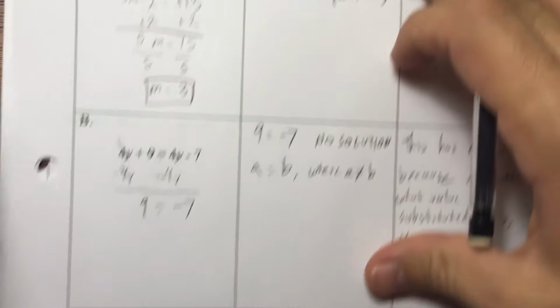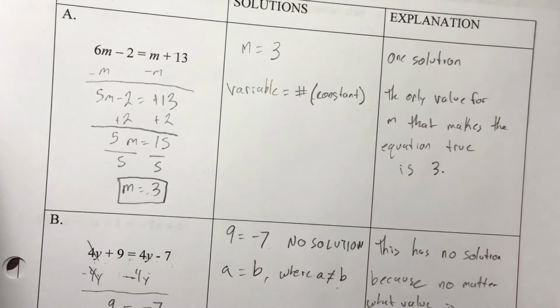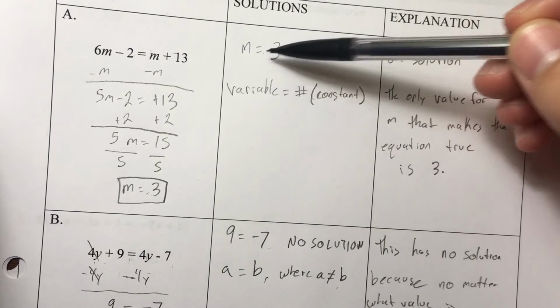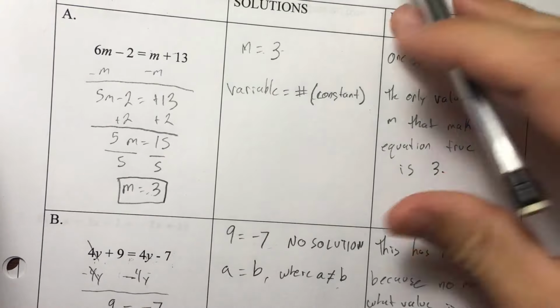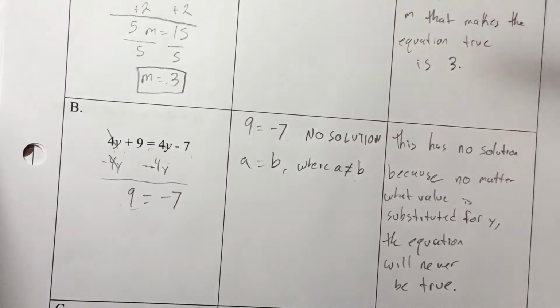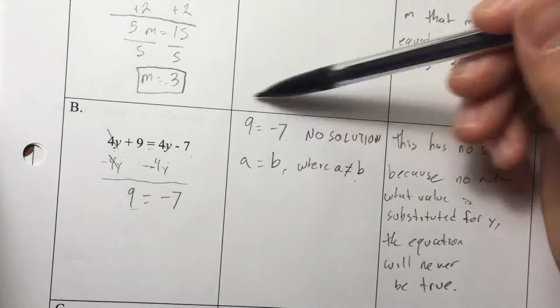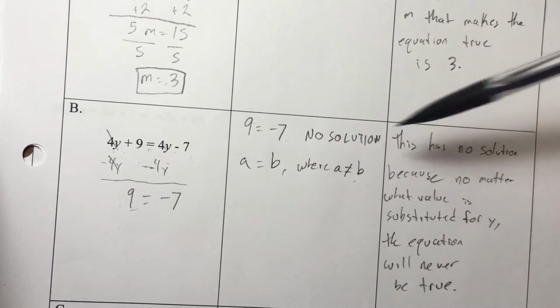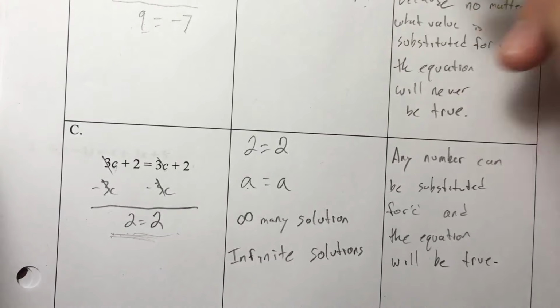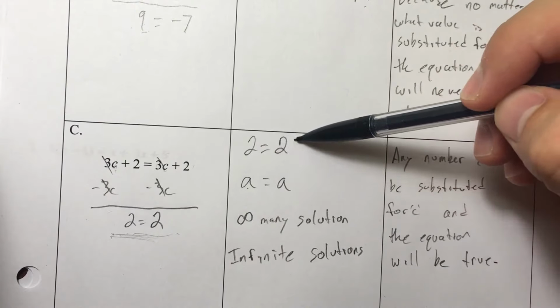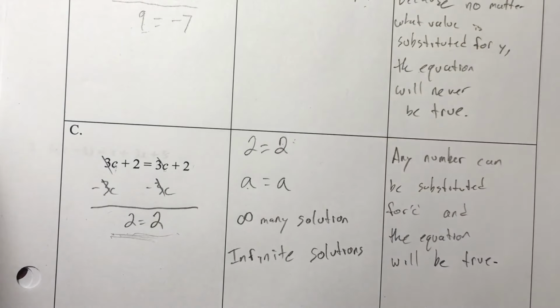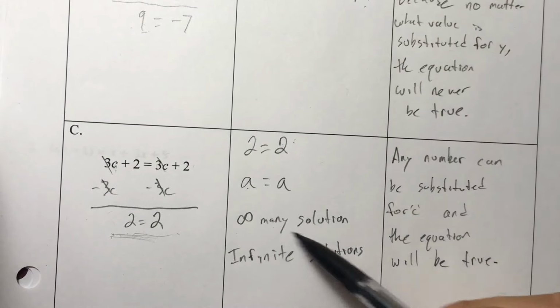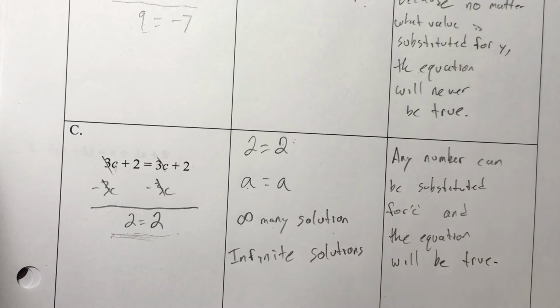So if we run through this one more time, when we get a variable equal to a number, that has one solution. The next example we saw, when we have a constant equal to a different constant, that has no solution. And the very last one we saw, we get one constant equal to itself, the same number on both sides of the equation, which has infinitely many solutions, or an infinite number of solutions.